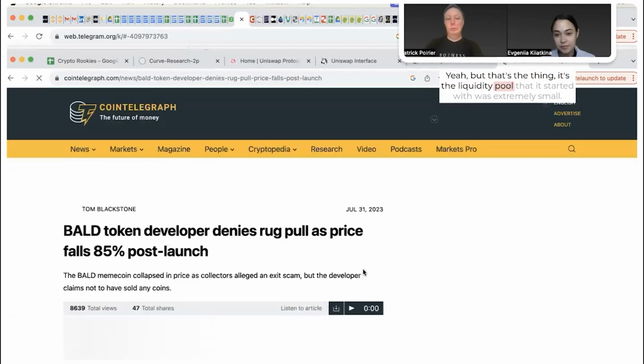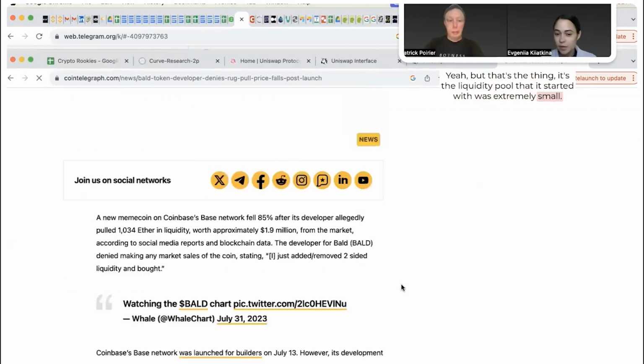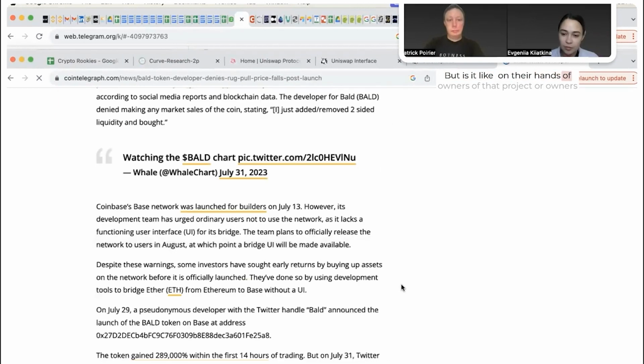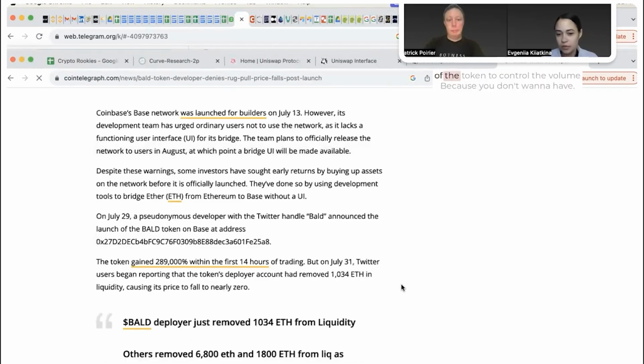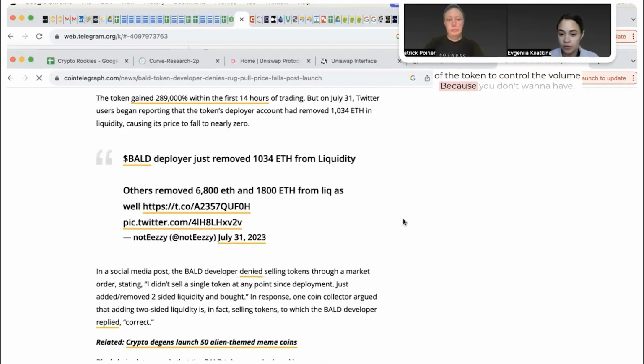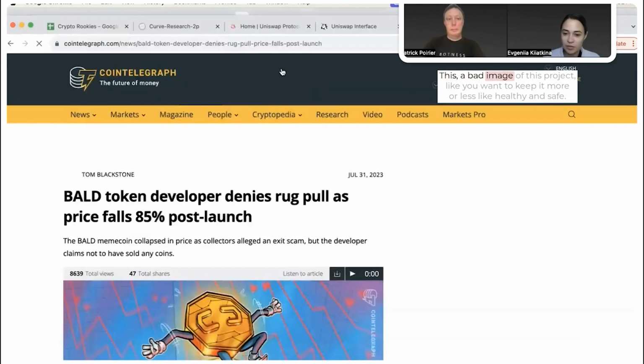The liquidity pool that it started with was extremely small. But is it on the hands of the owners of that project or owners of that token to control the volume? Because you don't want to have a bad image of this project.